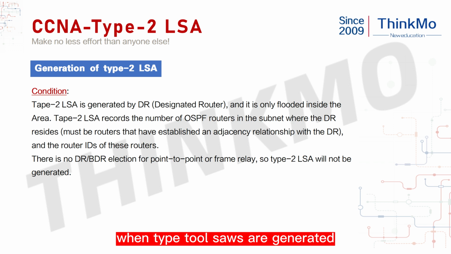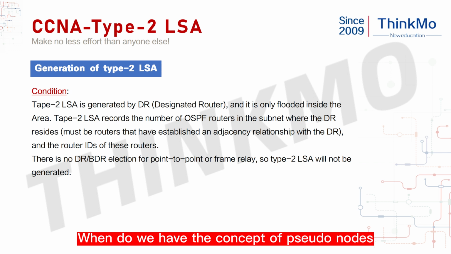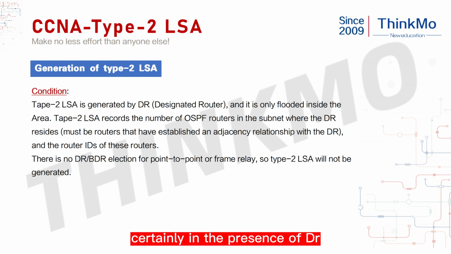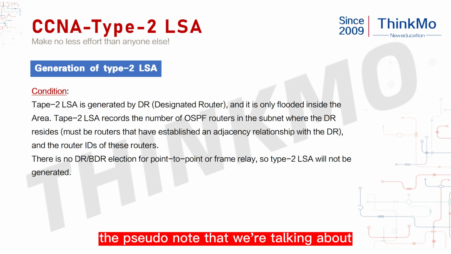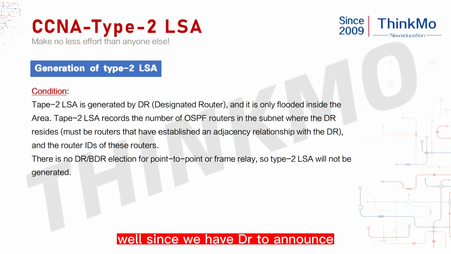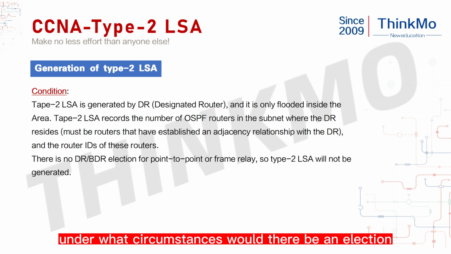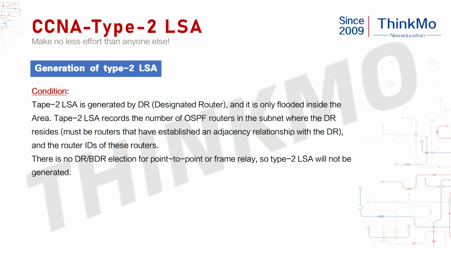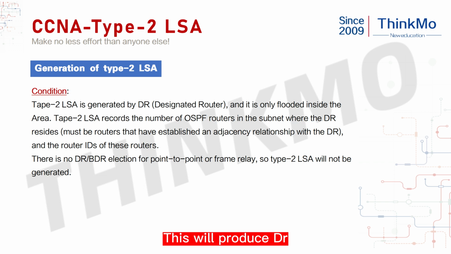When are Type 2 LSAs generated? When do we have the concept of pseudonodes? Certainly in the presence of a DR, because the DR will advertise this virtual router, that is to say, the pseudonode that we're talking about. Since we have the DR to announce this virtual router, we need to know under what circumstances there would be an election, or the concept of a DR. In the network environment of MA or NBMA, this will produce a DR.